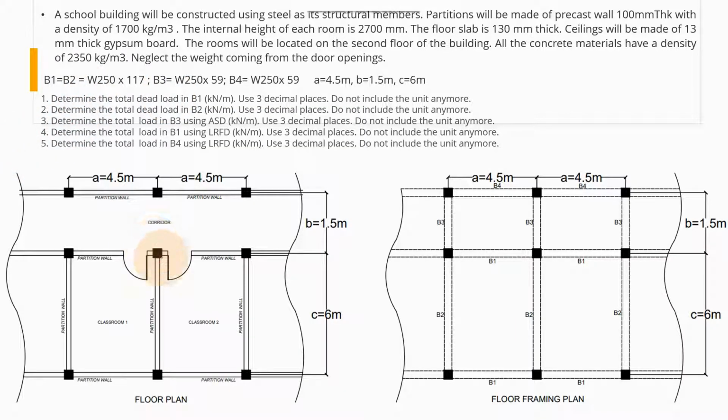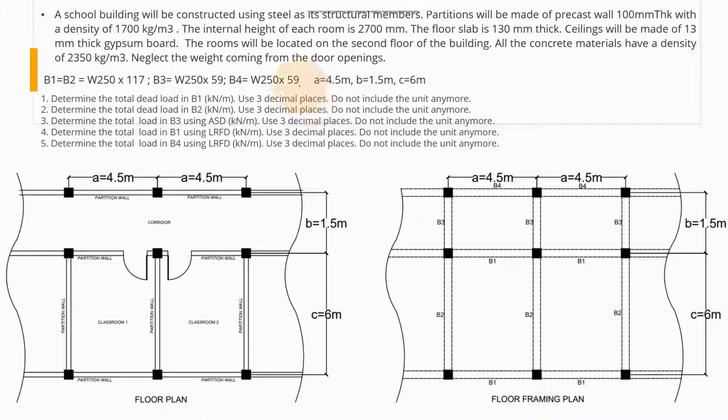Okay, so for question number 1, determine the total dead load in beam 1 and then the dead load for beam 2. We will also determine the total load in beam 3 using the ASD. And then for number 4, the total load in beam 1 using LRFD. And then for the last item, determine the total load in beam 4 using the LRFD. So our first step here is to determine all the loads acting on this structure.